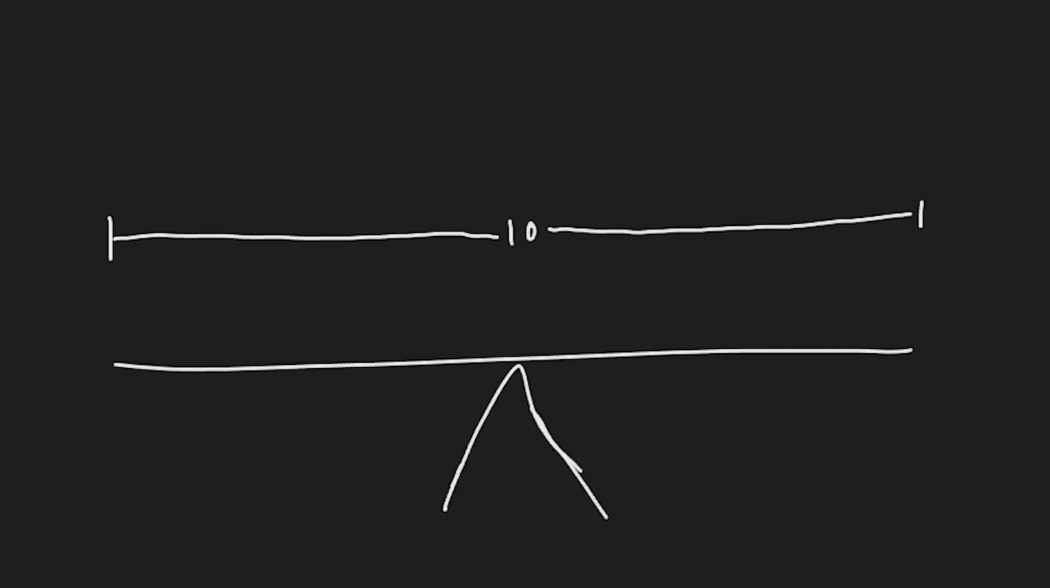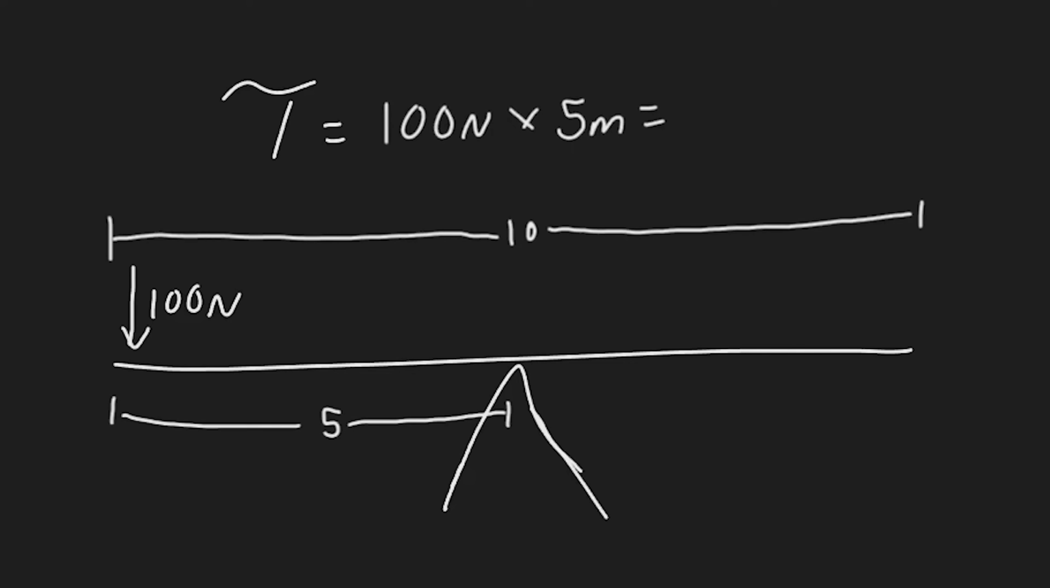If I have a seesaw, 10 meters long, and I have the fulcrum in the center, and apply 100 newtons of force at one end of the seesaw, the torque is just the distance to the point where the force is, which is 5 meters, times the force, which is 100 newtons. So the torque is 500 newton meters.